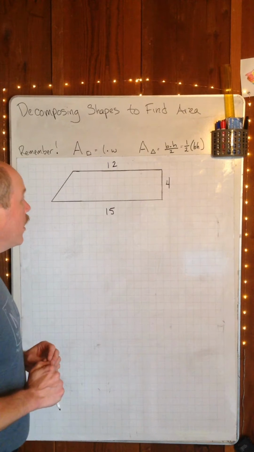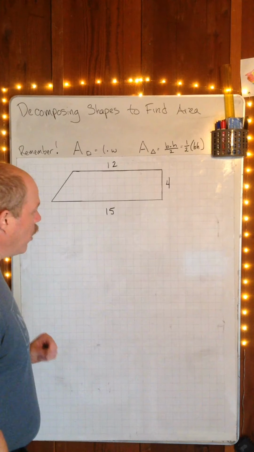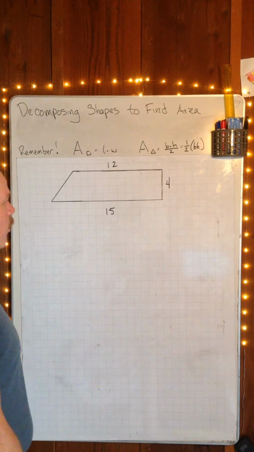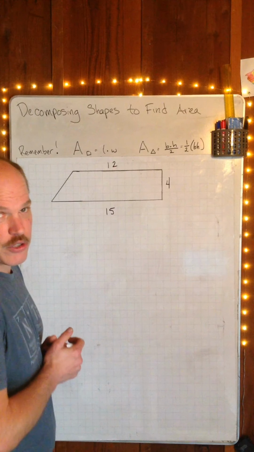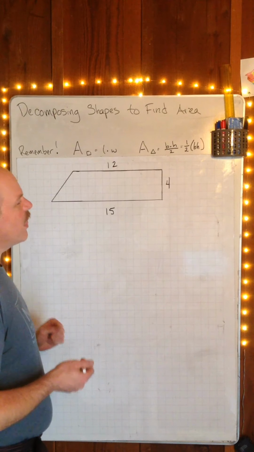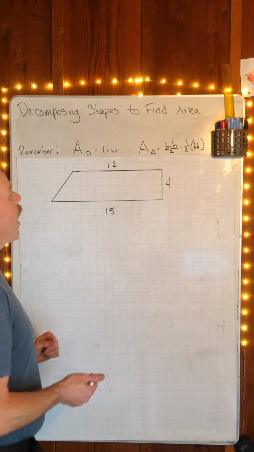Here I have this trapezoid. Its bottom base is 15, its top side is 12, and its height is 4. Now, if you don't already know the formula for finding the area of a trapezoid, we'll get there. Let's just look at how we could decompose these shapes knowing these things already. So I could take this trapezoid and I could realize that I could break it into pieces and it would still be the same area.